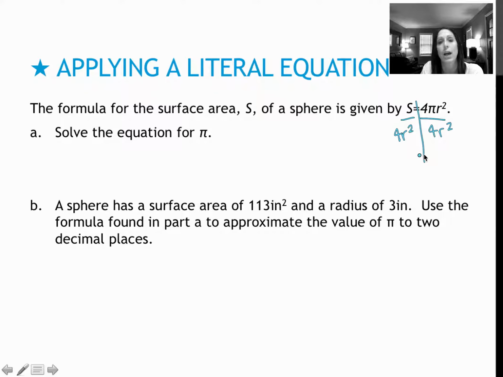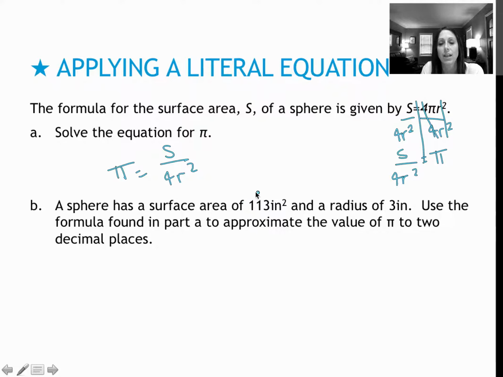4 and r squared. Now, how did I figure that out? I looked at the side that had the pi, said it's been multiplied by 4 and multiplied by r squared. I want to undo that. Now notice the 4's cancel, the r squareds cancel. On this side, I just have pi. On this side, I have s over 4r squared. Nothing I can do about it, so that's my answer. Pi equals s over 4r squared.